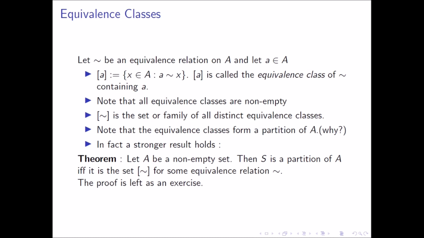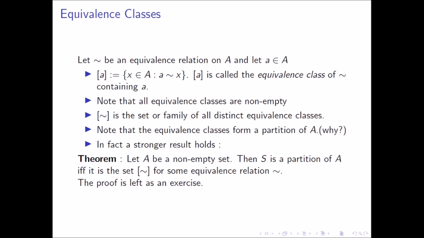So what about equivalence classes? We have already seen equivalence relations. So what about some classes or sets into which an equivalence relation partitions a set? Let tilde represent an equivalence relation on A and let a belong to capital A, be an element of capital A. Then the box small a, this notation represents the equivalence class of tilde containing a, or equivalently the equivalence class of a with respect to tilde. It's basically all those elements related to a.